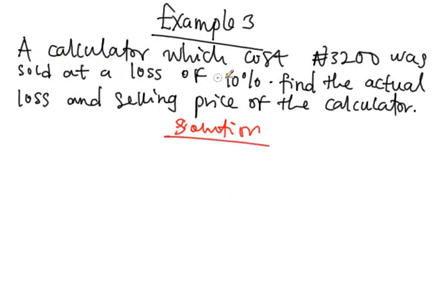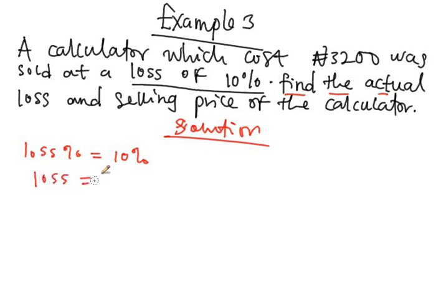A calculator which cost 3,200 naira was sold at a loss. So this is loss, right? So the loss percent is what? 10%. So I'll write it, percentage loss or loss percent is 10, isn't it? Find the actual loss. So we are looking for the loss itself, and the selling price. I'm looking for selling price also, isn't it?